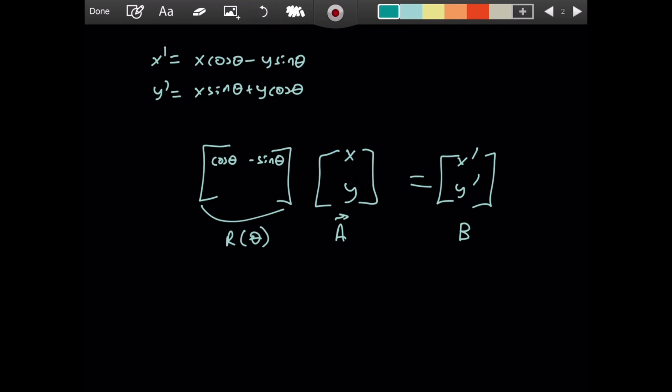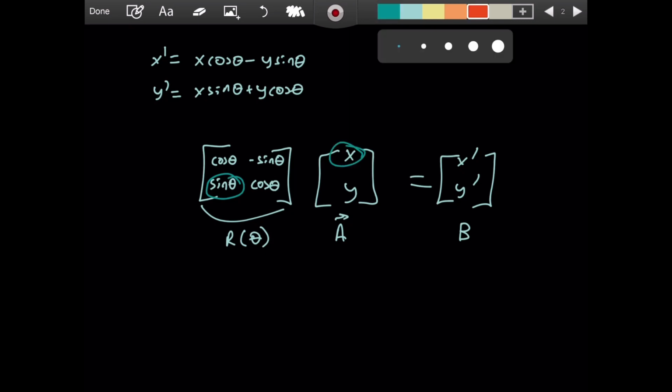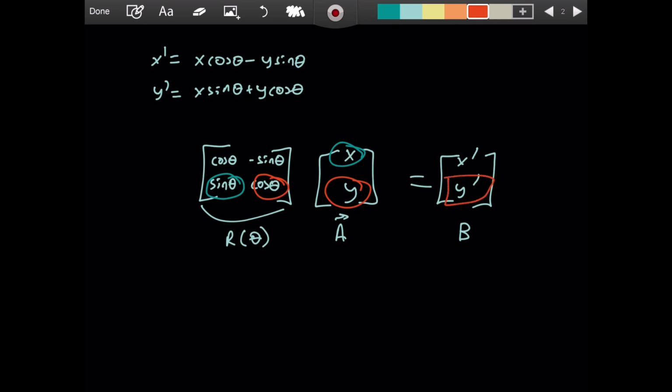Okay? And then for the second row, we're going to have sine of theta and then cosine of theta. And again, here we're going to multiply this with this plus the multiplication of this with this. Then it gives us this. This is how you can summarize the result in a rotation matrix.